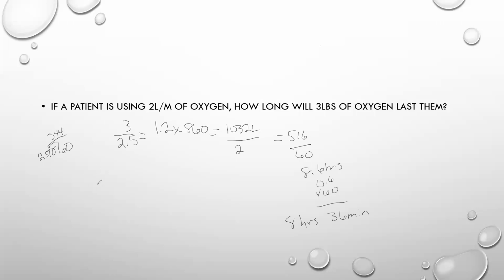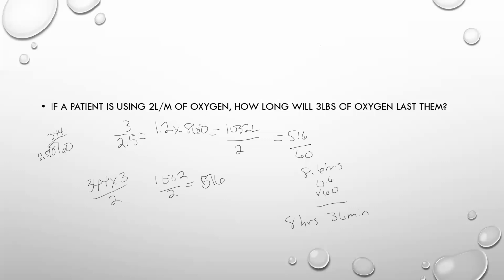So if you're going to do that, then at this point, all you've got to do is take 344, multiply that by the weight of oxygen, which is 3 pounds, and then divide by your liter flow. So 344 times 3 ends up being 1032, divided by 2. That gives you 516. So it comes out the same way as what we've done.